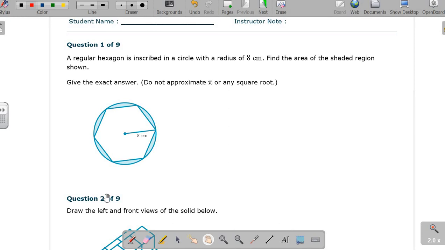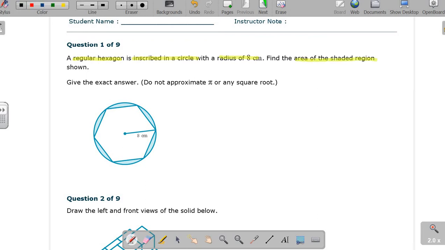Students, this is the help video for our next ALEX quiz, 8.1 through 8.5, which includes area and volume. It says a regular hexagon is inscribed in a circle with a radius of 8. Find the area of the shaded region.